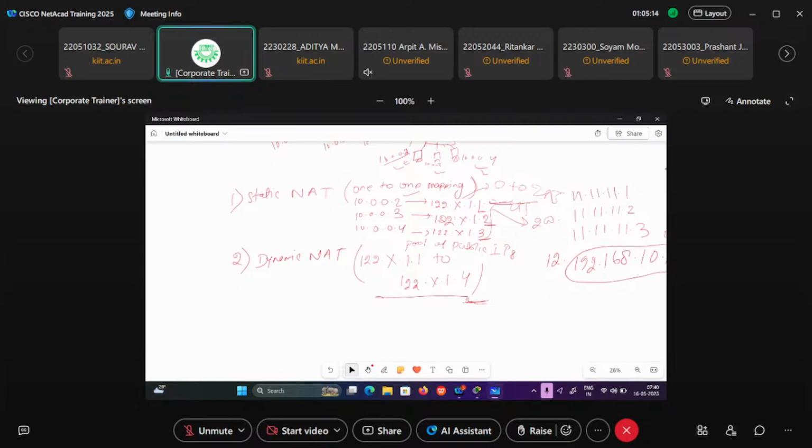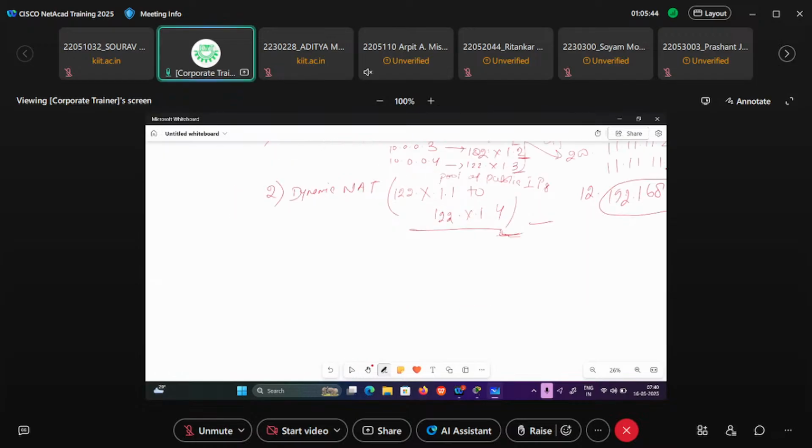If the range of your pool is large, then even if you have that many devices in your network, everybody will be allocated some of the public IPs so that they can access the internet, web servers and everything. Now, coming to NAT, this is the concept that is generally used in industries.